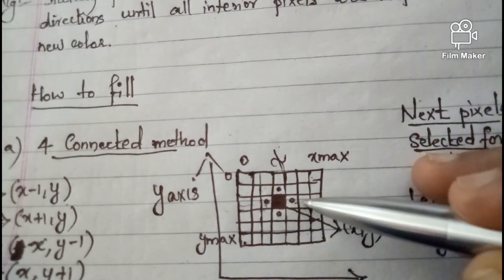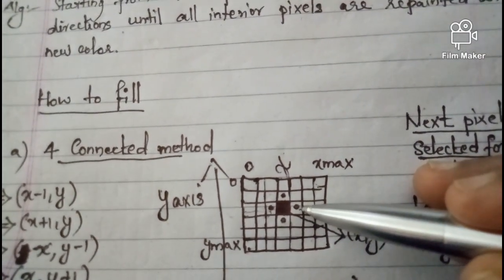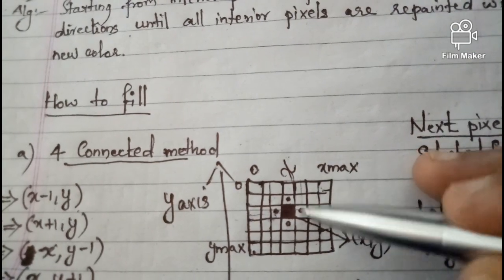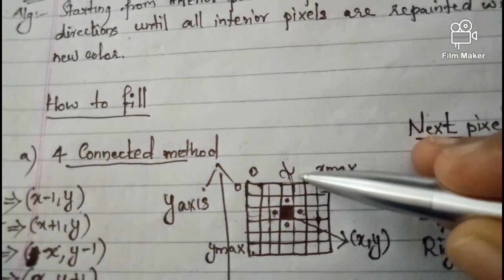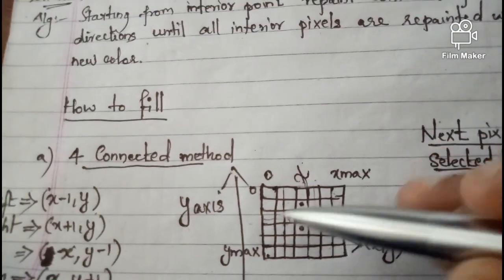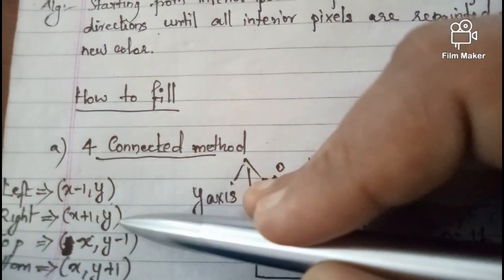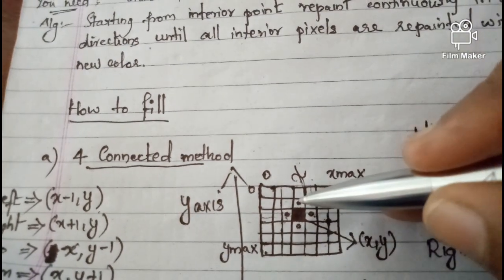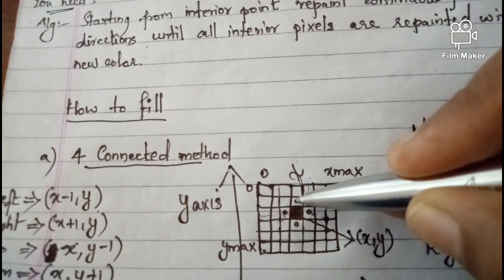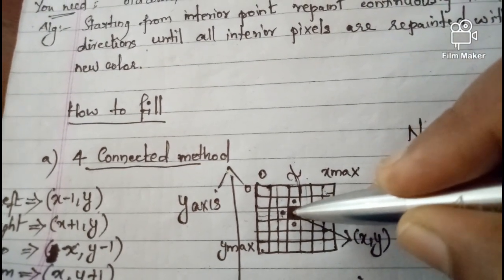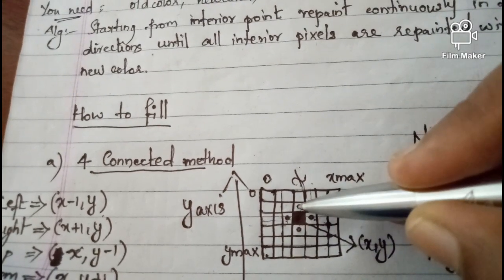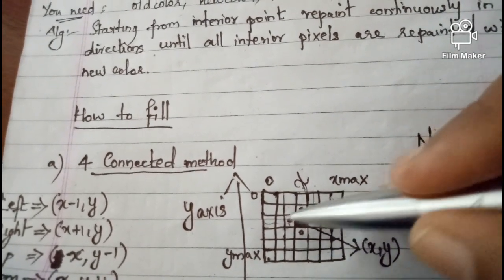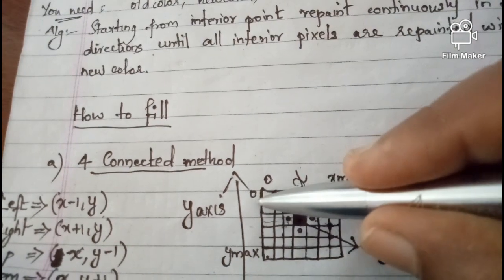This was also in the same row, so y does not change. What about the column? Column is 1 greater than x, so this pixel can be represented as x plus 1, y. Okay, now what about this pixel, the top pixel? Top pixel means if this is x comma y, then this is the above pixel. That means y decrements by 1.